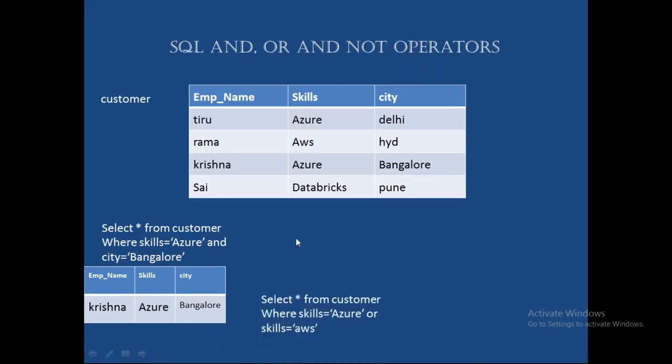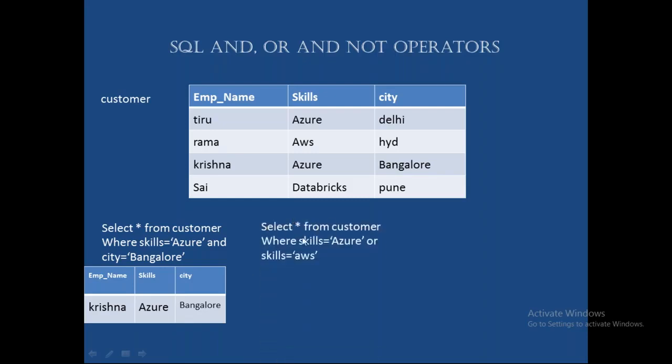Okay, next. Select star from customer where skills equal to Azure or skills equal to AWS. There are multiple ways, but I'm just saying skills equal to Azure or skills equal to AWS. Same thing, you can say skills in Azure, AWS. This is one of the ways. Not only Azure, it can be AWS as well. Then I want both the records.